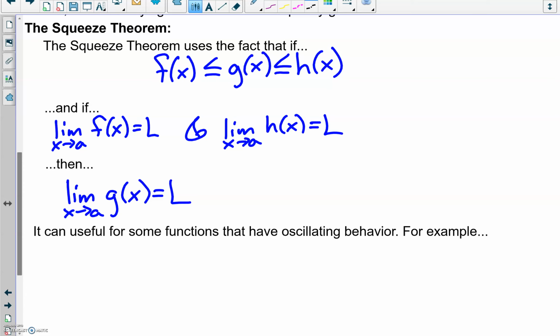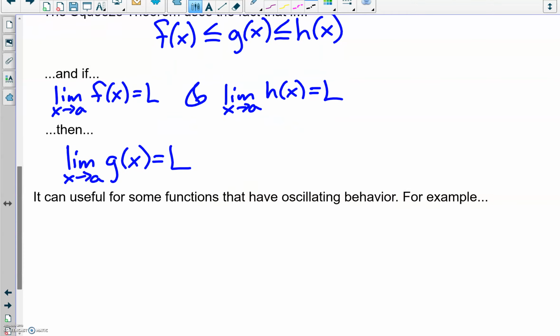So they sometimes call this the pinching theorem or sandwich theorem, where g of x is basically sandwiched between f of x and h of x. And if the f of x below and the h of x above are honing in on the same exact value, that g of x in the middle is kind of forced to go to that same value. And this is really useful for some functions that have oscillating behavior. So let's see the example here.